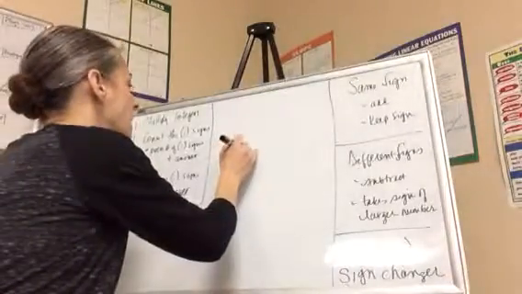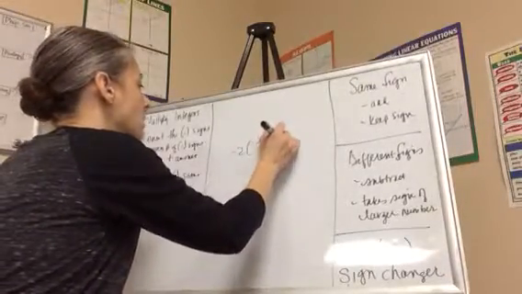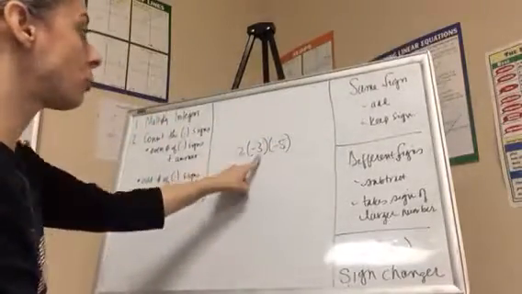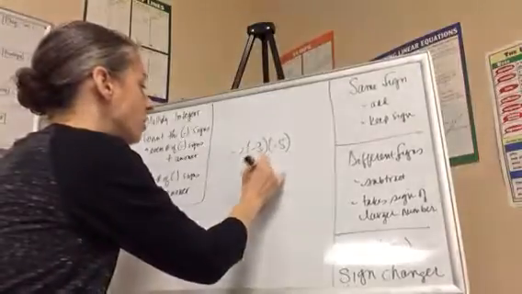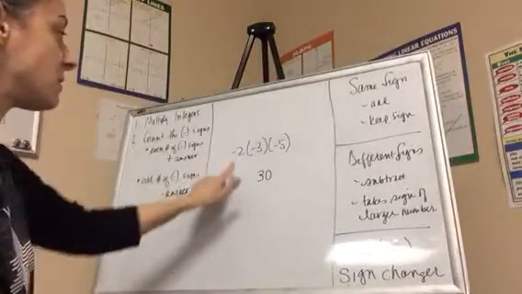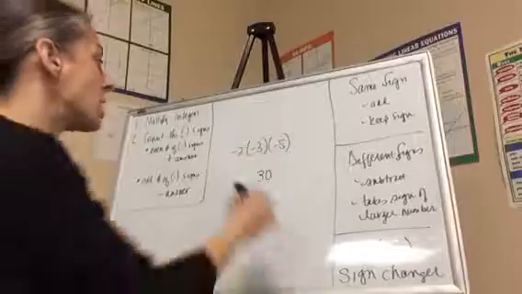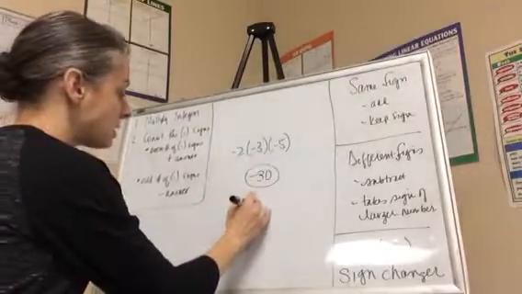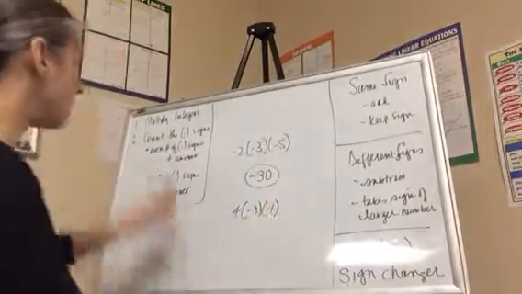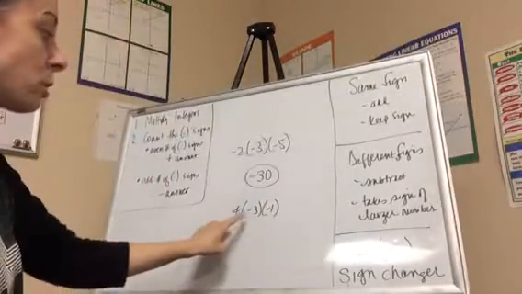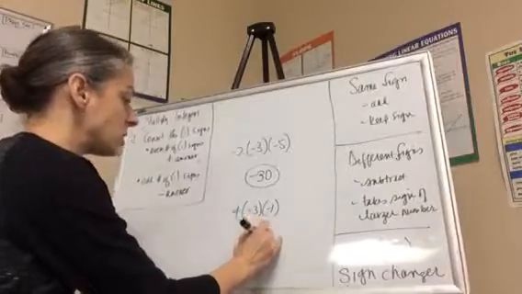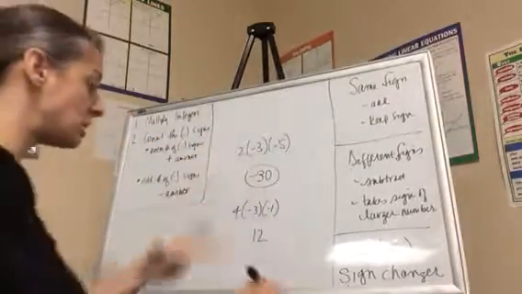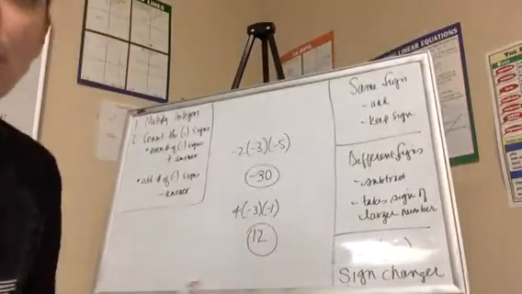If I have negative 2 times negative 3 times negative 5, step 1, multiply the integers. 2 times 3 is 6, 6 times 5 is 30. Now, count the negative signs. 1, 2, 3. 3 is an odd number. I have a negative answer. 4 times negative 3 times negative 1. Multiply the integers. 4 times 3 is 12. 12 times 1 is 12. Count the negative signs. 2 negative signs. 2 is an even number. I have a positive answer.